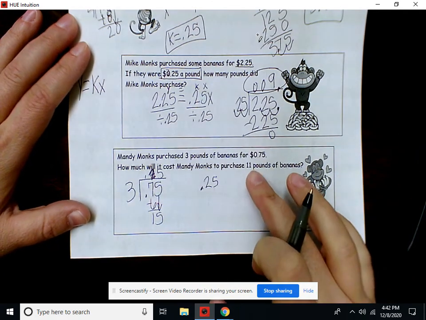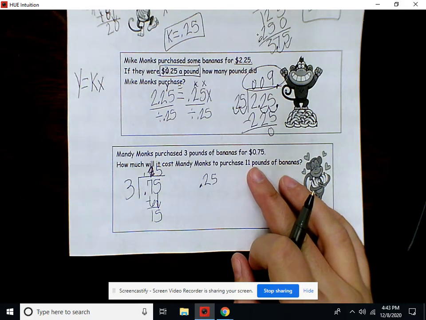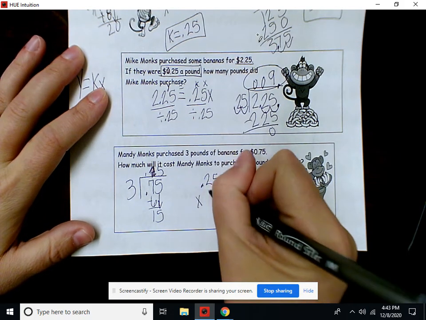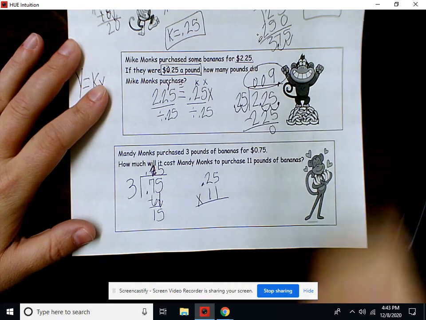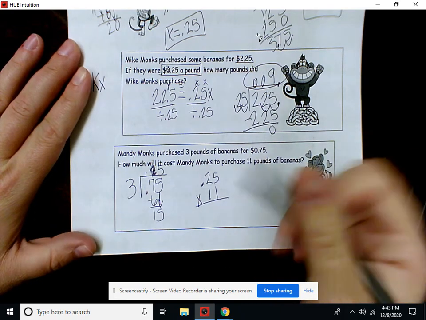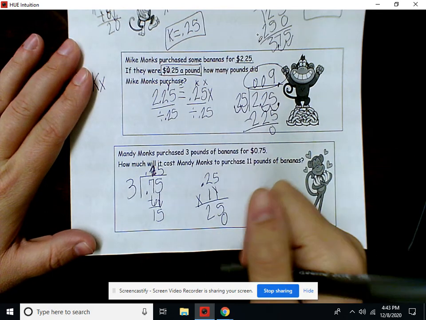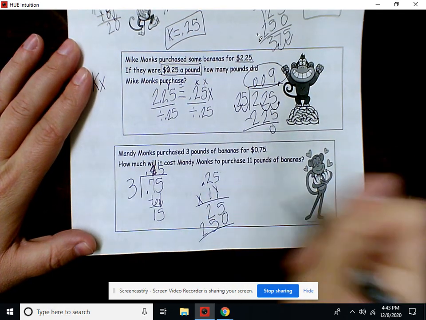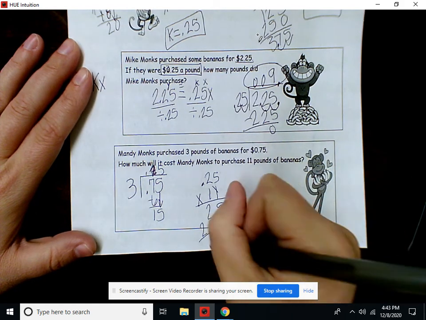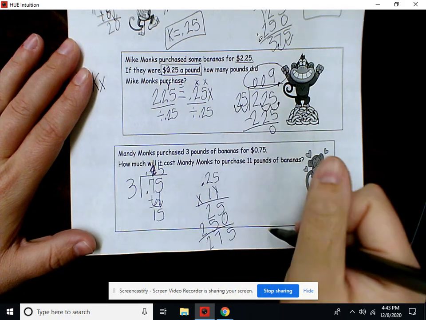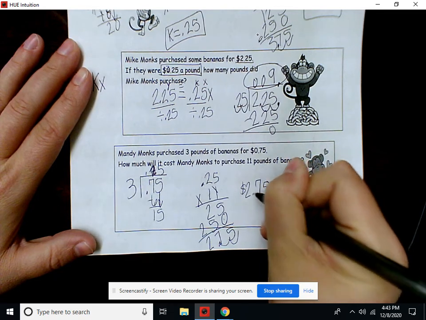But what if we had 11 pounds? Well, we could do 0.25 plus 0.25 plus 0.25 over and over again 11 times. Or a quick way is to multiply it by 11. And then that's going to tell us how much it costs for 11 pounds. So 1 times 5 is 5. 2 times 1 is 2. And then 1 times 5 is 5. 2 times 1 is 2. And then we can add. 5 plus 0 is 5. 2 plus 5 is 7. And then bring down our 2. Move our decimal over 2 times. And so we get $2.75.